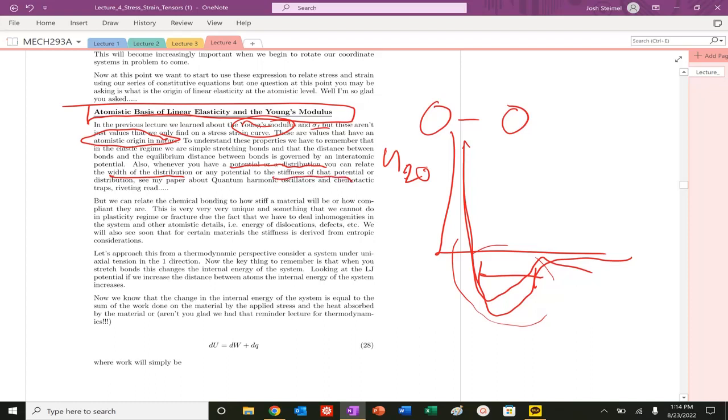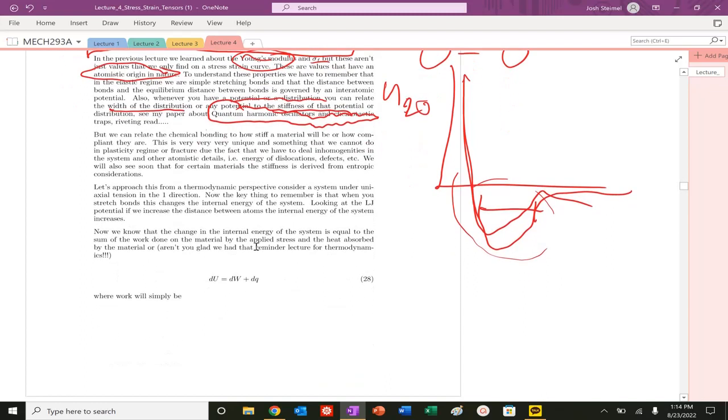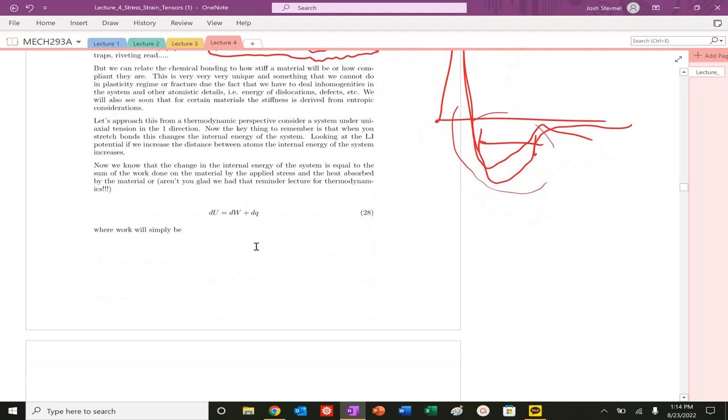If you're interested in this, there's actually a very interesting phenomenon with quantum harmonic oscillators, relating the width or the standard deviation of a distribution to the stiffness of the trap. But again, that's just very bad self-promotion on a paper that may not be interesting to read.